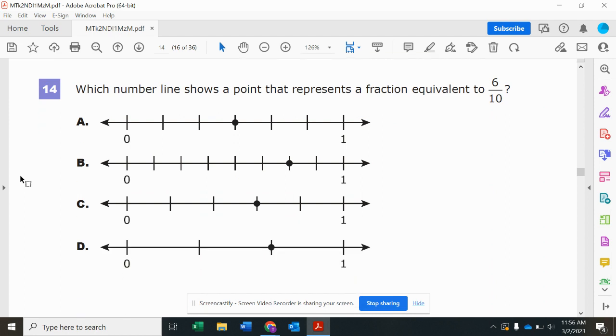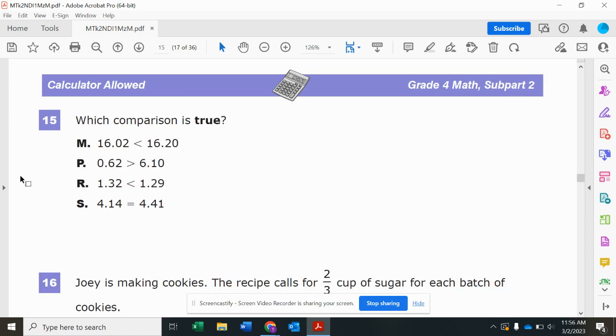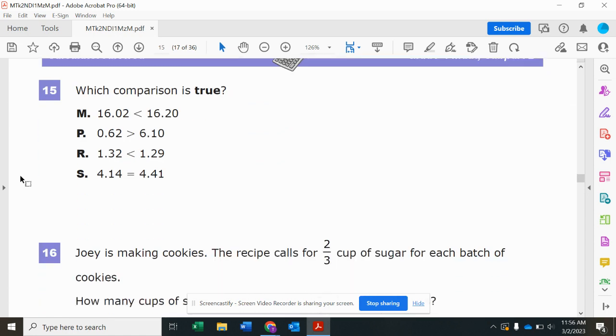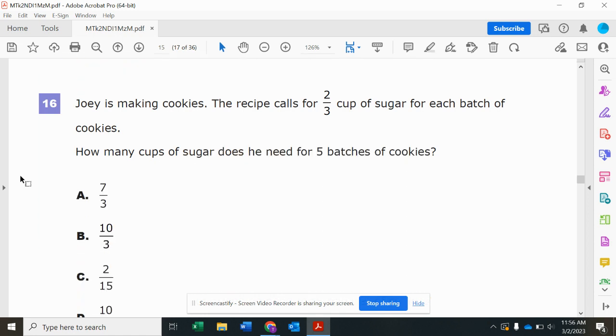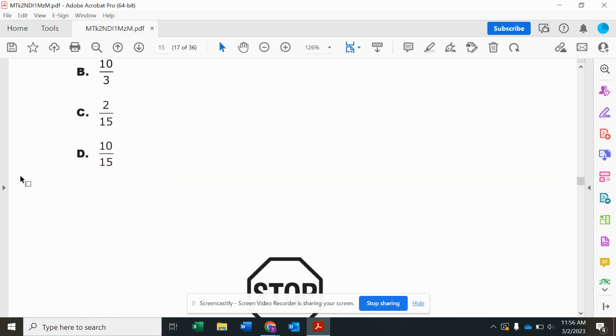Question 14. Which number line shows a point that represents a fraction equivalent to 6/10? Question 15. Which comparison is true? Question 16. Joey is making cookies. The recipe calls for 2/3 cup of sugar for each batch of cookies. How many cups of sugar does he need for 5 batches of cookies?